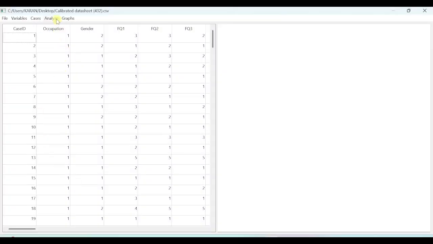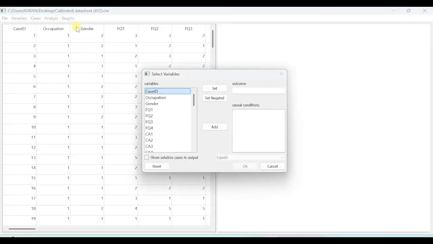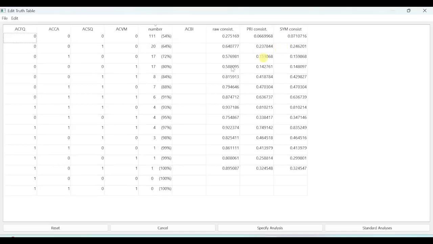Here we are in our data sheet. We go to analyze, truth table algorithm. We select the outcome, ACBI, that is the behavioral intention. The predictors or the antecedents: ACFQ, ACCA, ACSQ and ACBA. I press OK. Now, as there were 4 predictors, 2 raised to the power 4 is 16. So we get 16 rows, or 16 different configurations over here: 1, 2, 3, 4, 5, 6, 7, 8, 9, 10, 11, 12, 13, 14, 15 and 16.